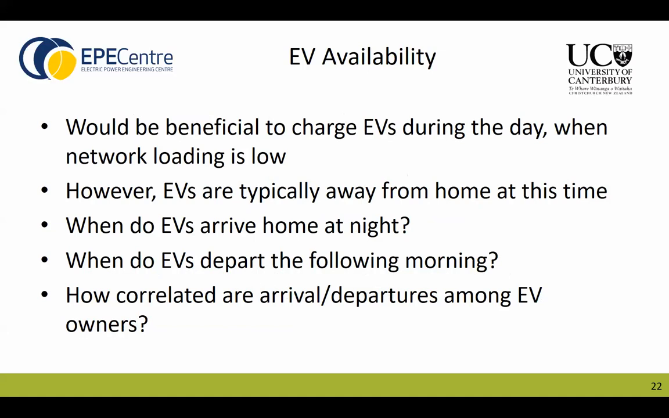Okay, so EV availability. Of course, it would be beneficial for EVs to charge during the day when network loading is typically low. However, during the day, EVs are typically away from home and thus not available for charging. The overnight period is the most suitable window for EV charging, although the question remains, at what time do EVs arrive home each night? Equally, at what time do they depart the following morning? And also, how correlated are EV arrival and departure times among EV owners?